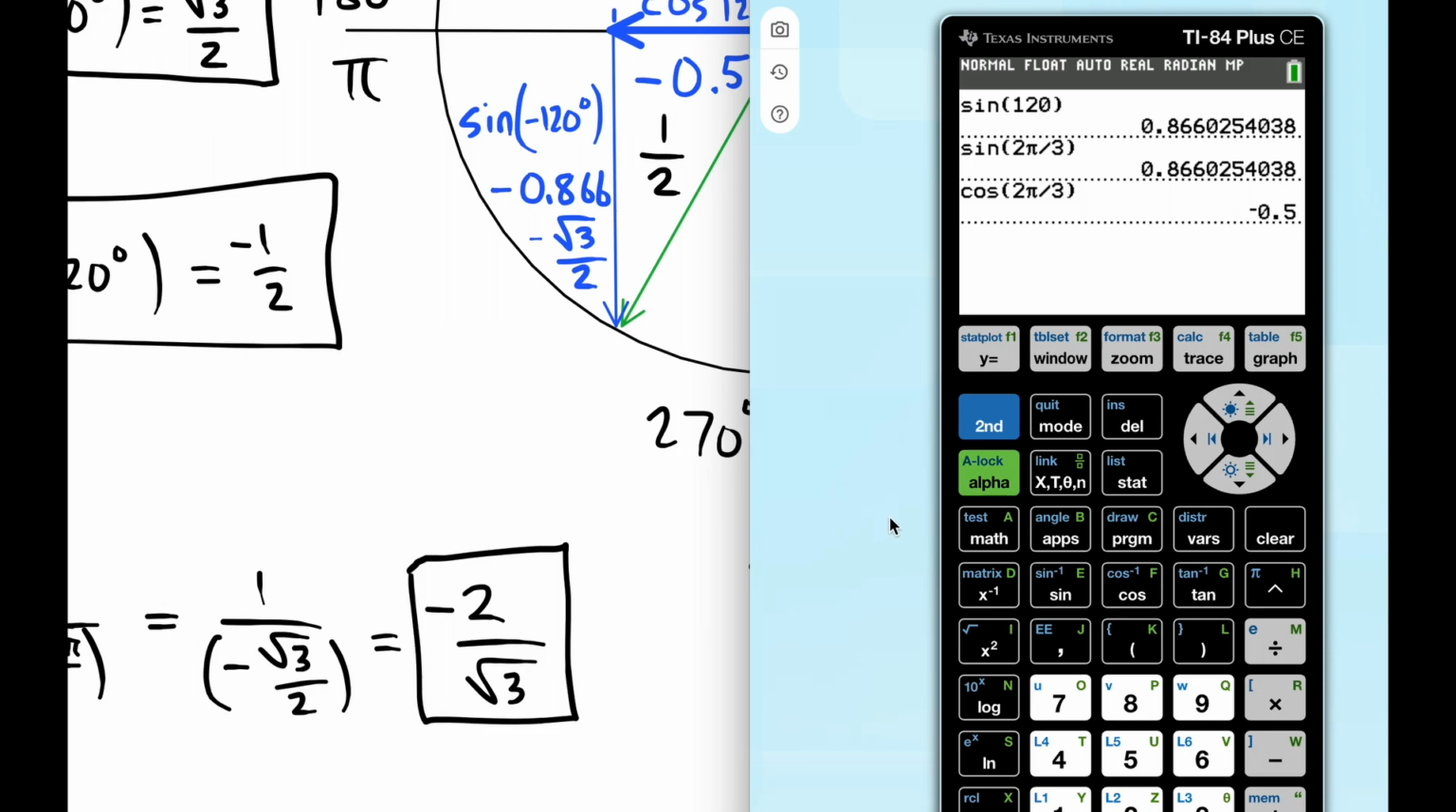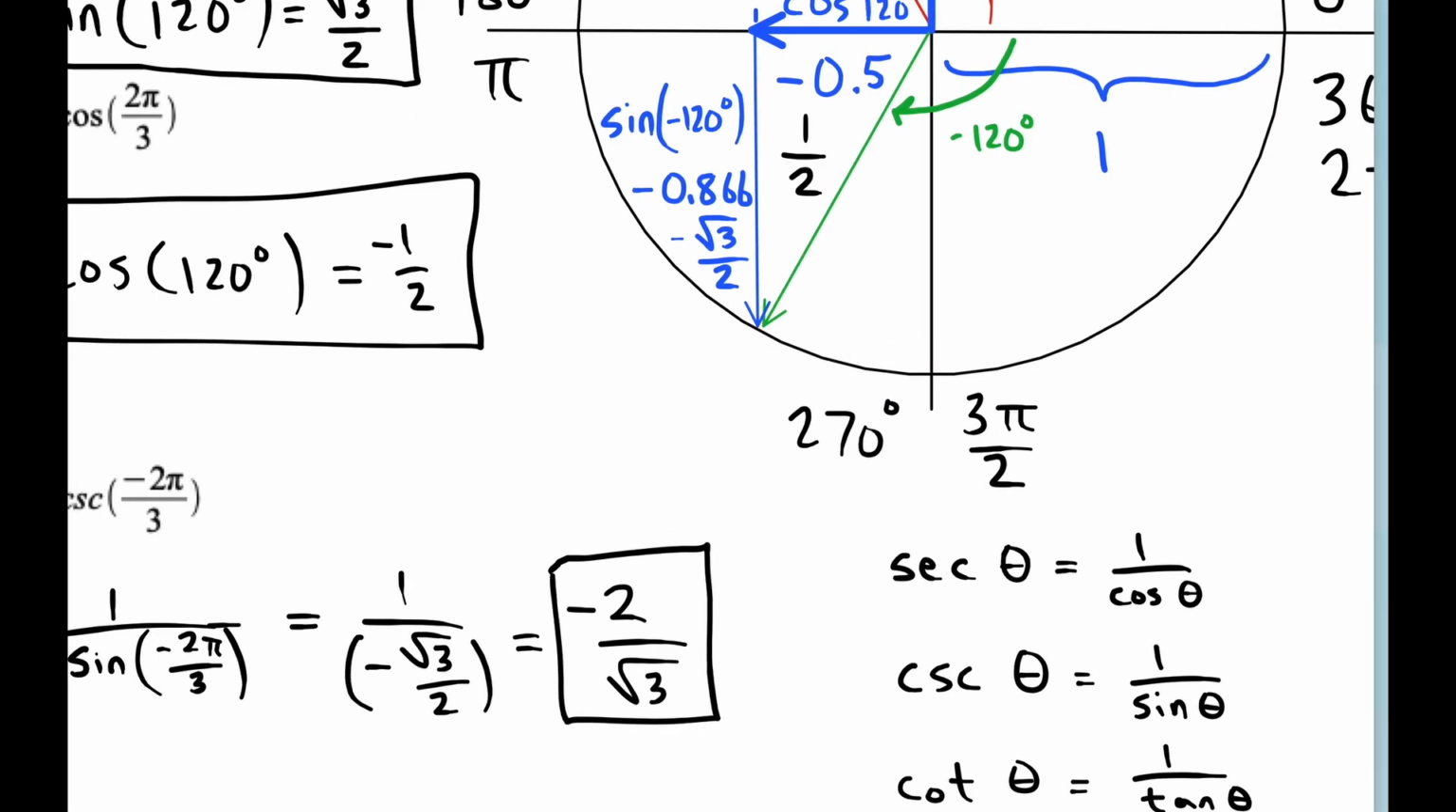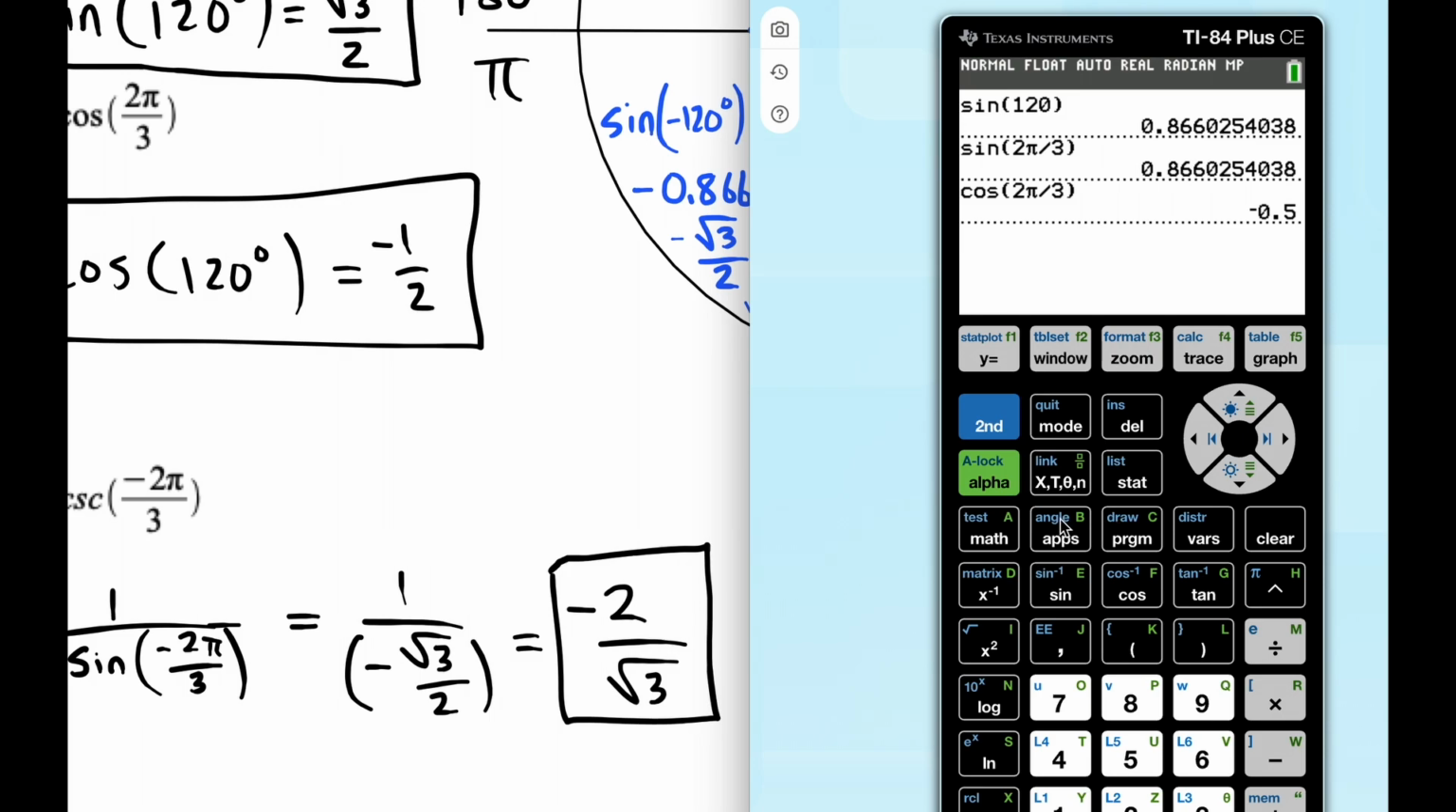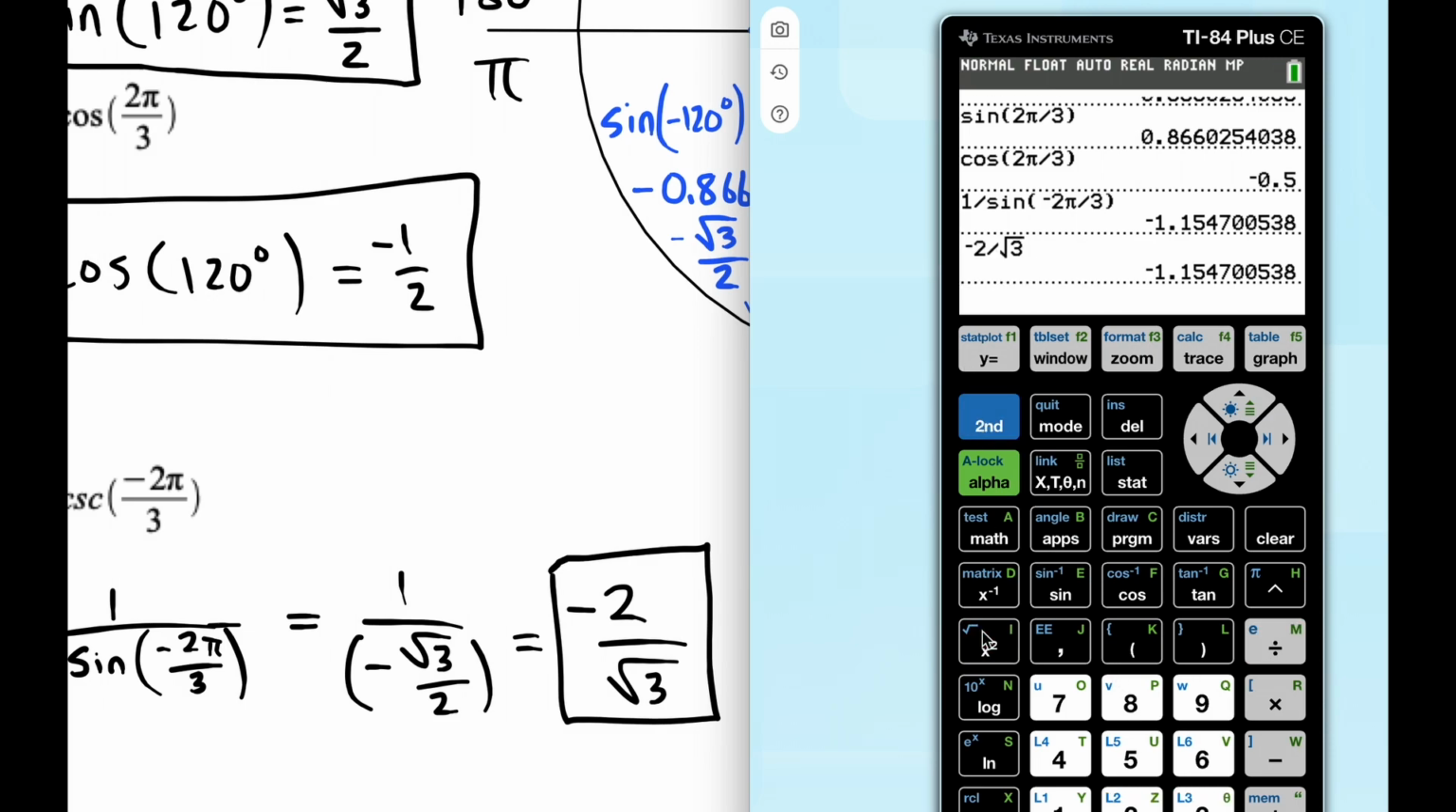The decimal approximation could be found rather easily just by typing in 1 over a sine of negative 2 pi over 3. So negative 1.15 is the value that we're looking for. We could see if that's equivalent to negative 2 over radical 3. It is.